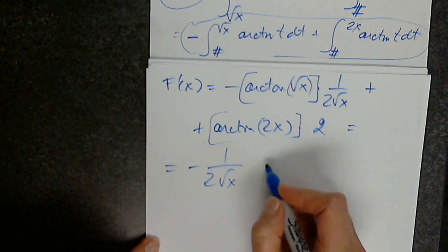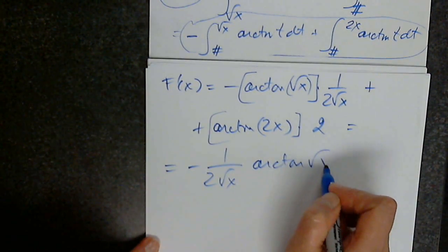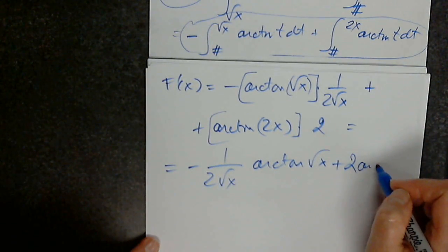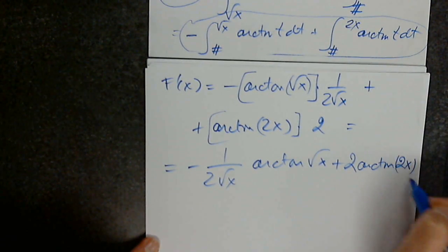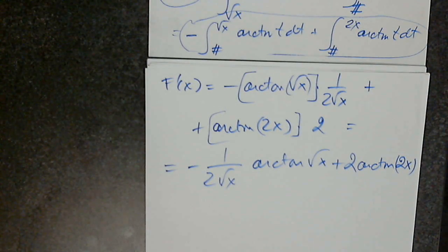1 over 2 the square root of x, arctangent the square root of x, plus 2 arctangent 2x. When a function is given in the form of an integral, you cannot be asked to evaluate the integral. All you can be asked is to find its derivative.